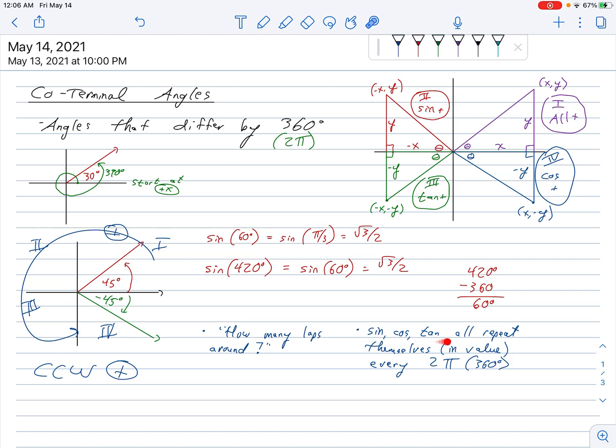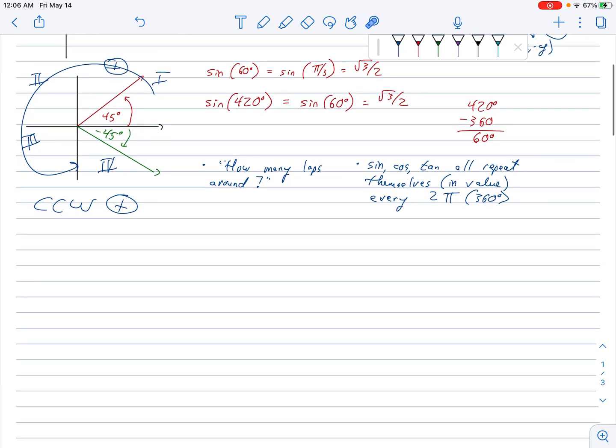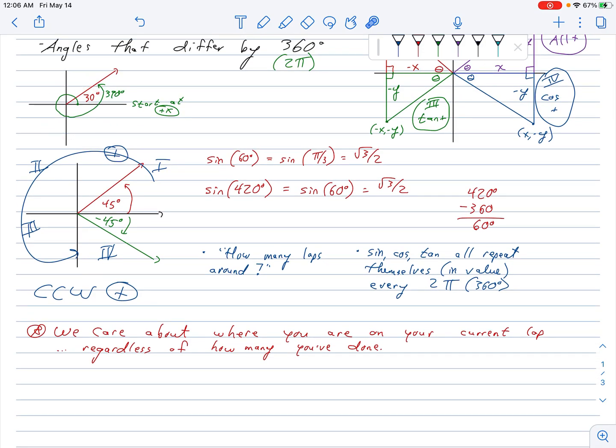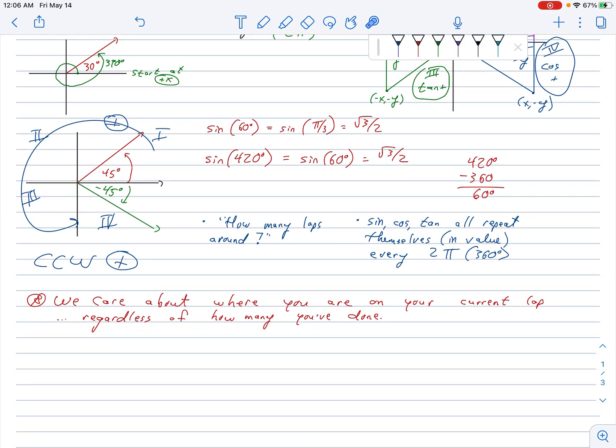Okay, and as we know, sine and cosine repeat themselves every 2 pi, every single 2 pi. Then there are these patterns every 90, 180, 270, 360 about who's positive, who's negative, what my values are. We know we're going to memorize that table with 30, 60, 90. And then they repeat also, but this is the big thing, the exact cycle, positive, negative values, bam, every 360. So just to summarize, we care about where you are on your current lap of the coordinate plane, regardless of how many laps you've done. So we're focusing on where you are right now, regardless of how many laps you've done.